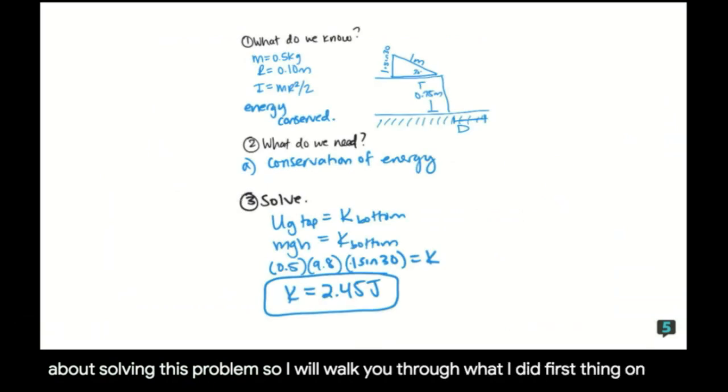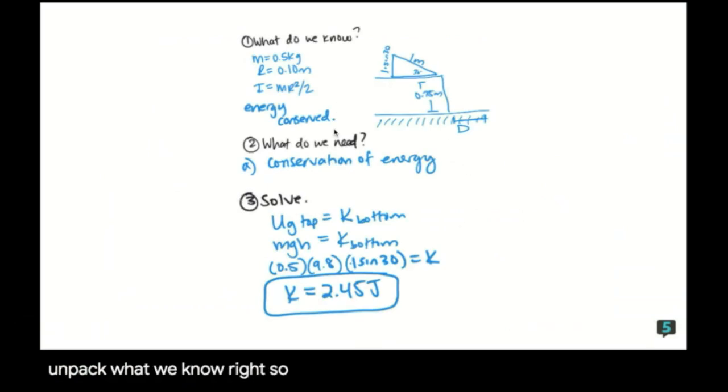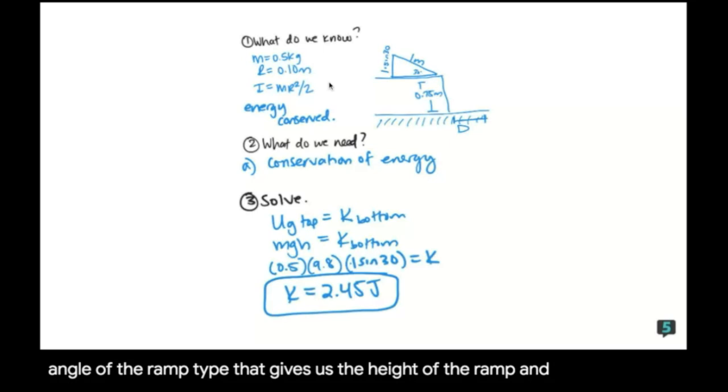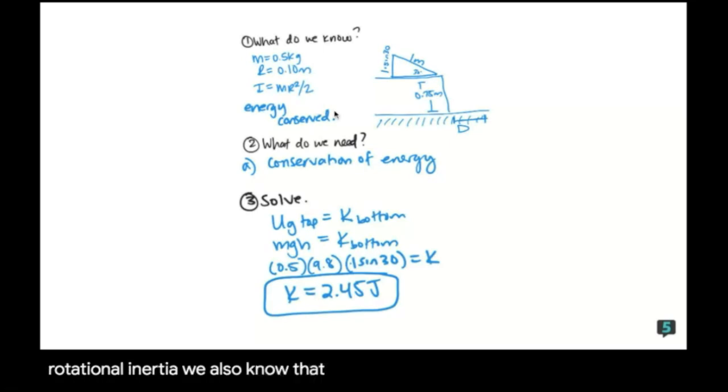First thing, unpack what we know, right? So we've got some info here about what's going on at the top of the ramp, what's going on at the bottom of the ramp. We know the angle of the ramp. That gives us the height of the ramp, and we know the rotational inertia. We also know that energy is conserved from top to bottom, and it asks us to find the total kinetic energy. So that's translational plus rotational at the bottom of the ramp.